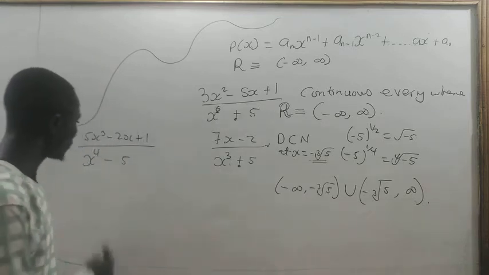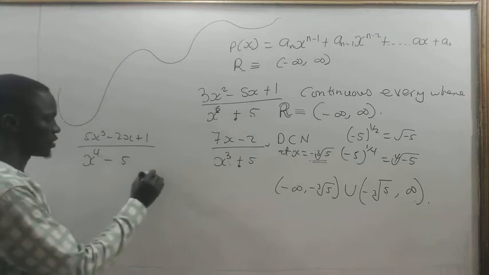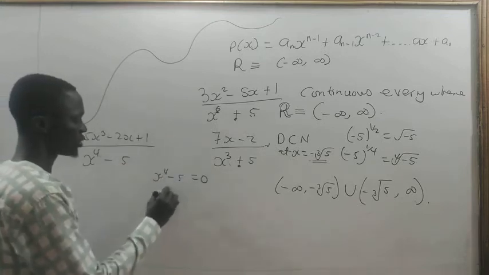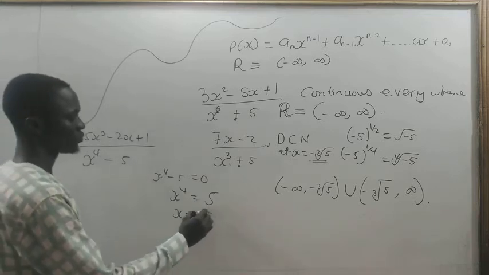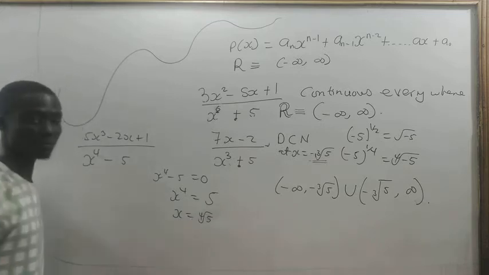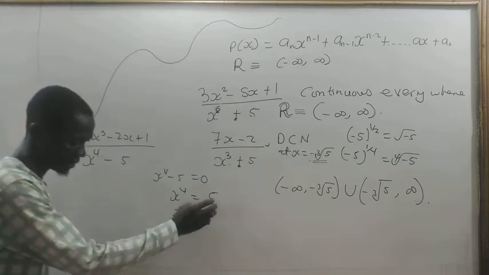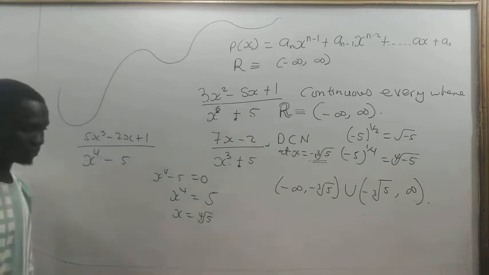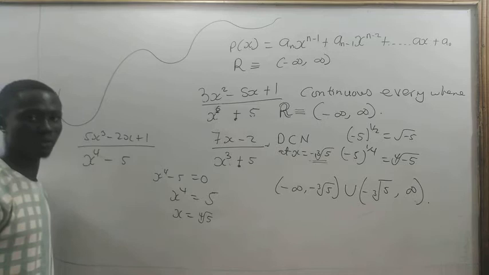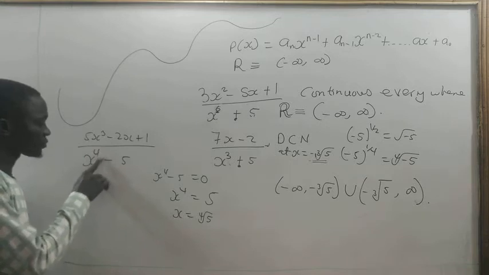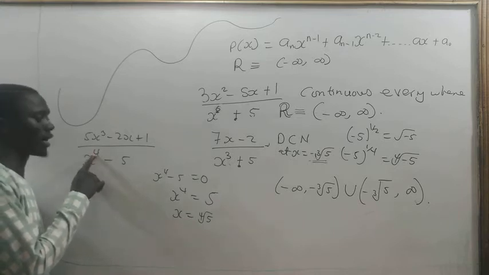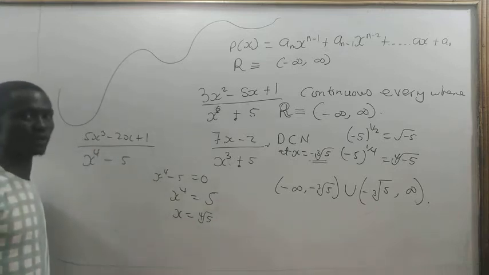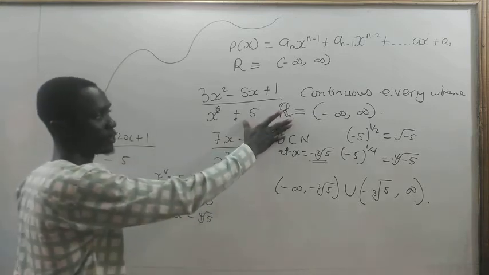Now let's check this one. For this, let's equate the denominator to 0 and see. You have x to the power 4 minus 5 equal to 0. You have x to the power 4 equal to 5. And here you have x equal to the 4th root of 5. Very simple like that. And this is defined. The 4th root of a positive number will give us a real number. So here, if the sign is negative and we have an even power, we can equate the denominator to 0 and it will work.